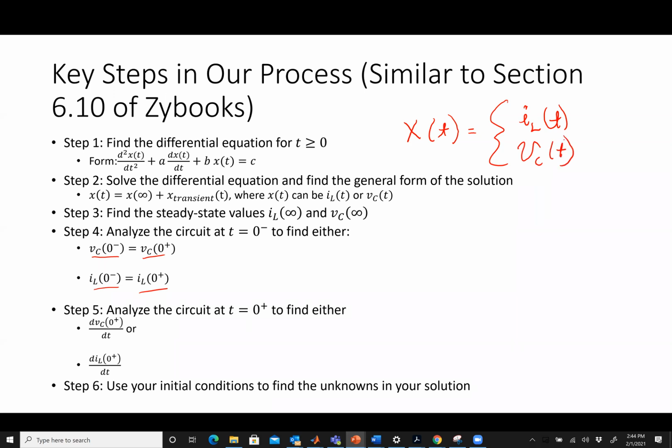Why those 2? Energy storage. These are the energy storage variables, right? We store energy in the inductor current. We store energy in the capacitor voltage, right? We don't store energy in the inductor voltage. We don't store energy in the capacitor current, all right? In fact, with constant sources, inductor voltages are almost always going to end up being 0 in steady state, and capacitor current's almost always going to be 0 in steady state.